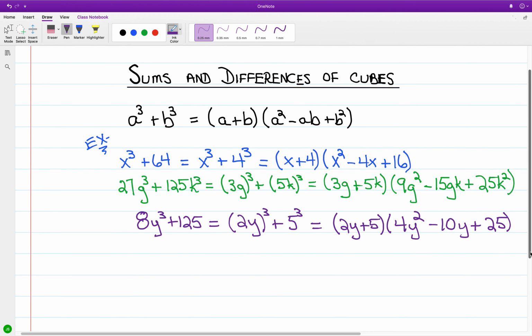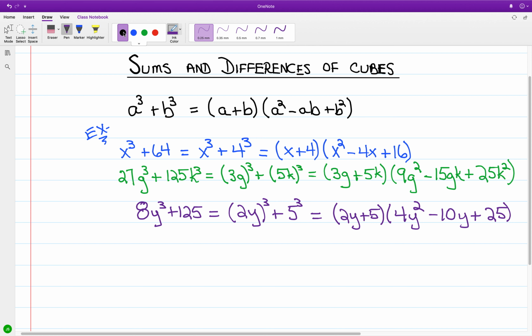Now, crossing over to the difference of cubes. For the algorithm, we have a cubed minus b cubed, and the factoring results in the quantity a minus b times the trinomial a squared plus ab plus b squared.